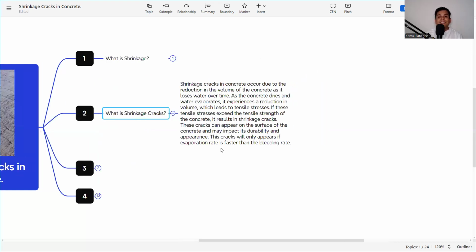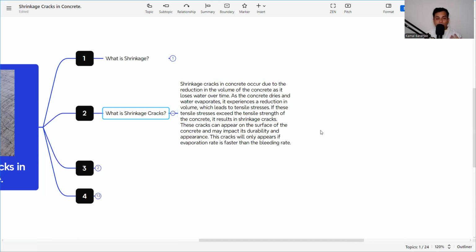What are shrinkage cracks? Shrinkage cracks in concrete occur due to the reduction in volume of the concrete as it loses water over time. As the concrete dries and water evaporates, it experiences a reduction in volume which leads to tensile stress. We already discussed tensile stress. When the tensile stress exceeds the tensile strength, a crack forms. If this tensile stress exceeds the tensile strength of the concrete, it results in shrinkage cracks.